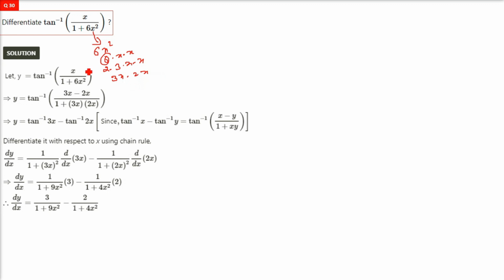Okay, what is the use? Because the numerator is x, and x can be written as 3x minus 2x. So in place of x, I am replacing it by 3x minus 2x. The denominator is going to be 1 plus, it is not negative plus, I'll just change it, 3x into 2x, 3x into 2x is 6x square.